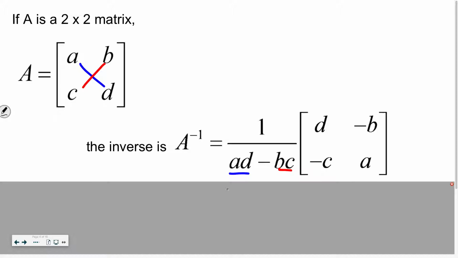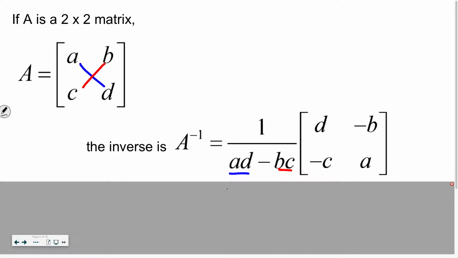Okay, so you can draw that X and get those two diagonal values. Now you have to go in the right order. It has to be AD minus BC, otherwise you get the wrong sign. And then the other part of the inverse matrix is this 2 by 2 matrix. Now remember, it's not the same matrix. It's not A, B, C, D.